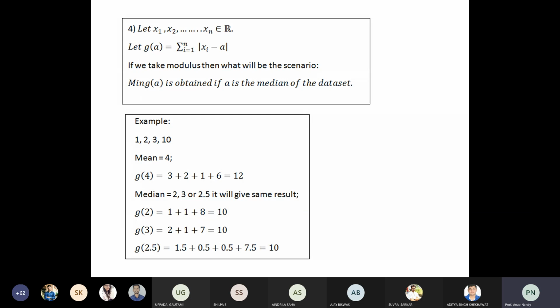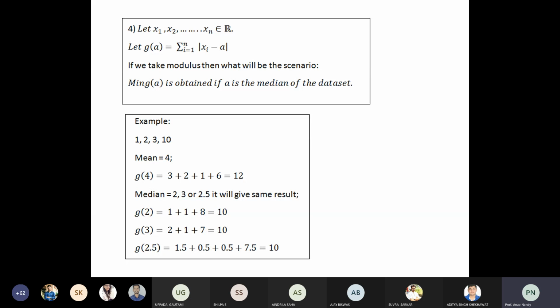Suppose we take some values 1, 2, 3 and 10. Now what will be the mean? The mean is 4. Now we are going to check: if you take the mean and if you take the median, your result will be different. If you take the mean 4 and put the value g4 in the sum of |xi minus a|, what do you get? 3 plus 2 plus 1 plus 6, that is 12.